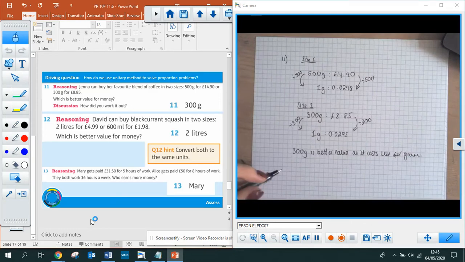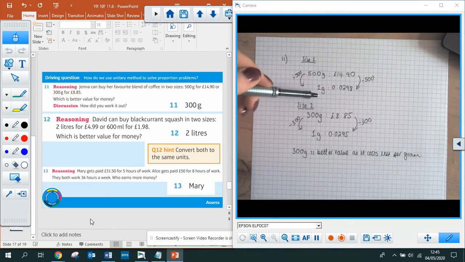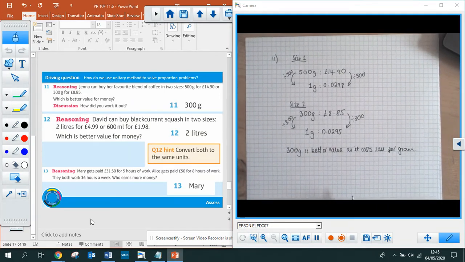Okay? If you divided by the cost instead, so here you divided by £14.90, you would have got the amount of grams they would have got per pound. Okay? So then you would have compared the grams. So whichever grams had more, that would be the better value because you'd get more grams per pound. So it depends which way around you did it, how you conclude, but it should still both come out with the 300 grams being better value.